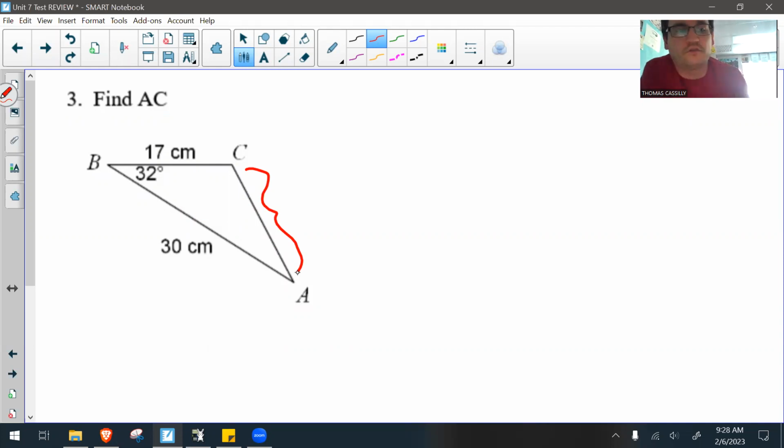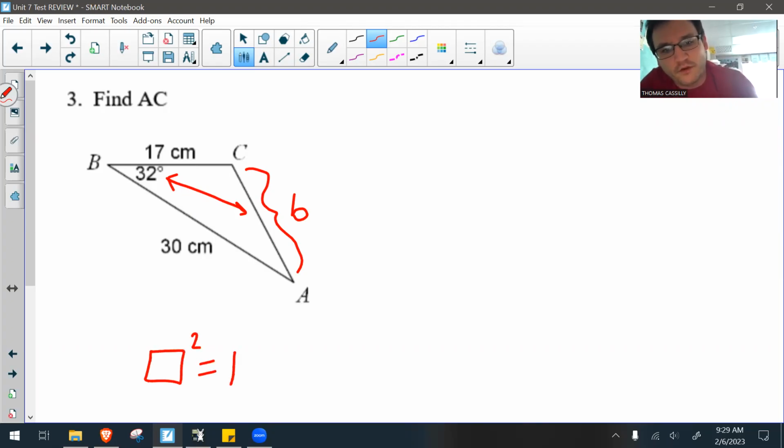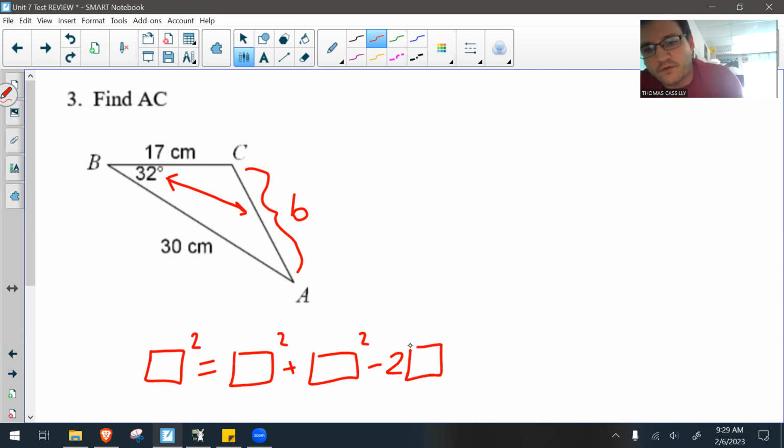All right, so again, you can call it whatever letter you want, but we should be using the letter that's across from that angle. So that's angle B. So opposite angle B is lowercase b. So let's use the law of cosines, right? So we have all those formulas. But the way to think about it is, we're going to have some number squared equals another number squared plus another number squared minus 2 times those numbers times the cosine of some angle.